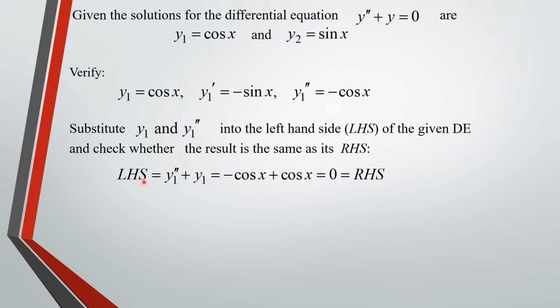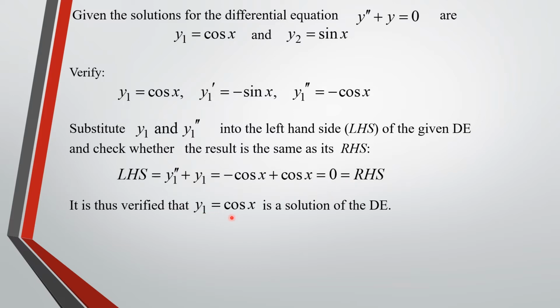The left hand side is y double prime plus y. Since we are using y1, we write y1 double prime plus y1. Substituting y1 double prime as negative cos x plus y1, which is cos x, the sum is 0, which is exactly the same as the right hand side. Since the left hand side equals the right hand side, we conclude that y1 equals cos x is indeed a solution of the DE.